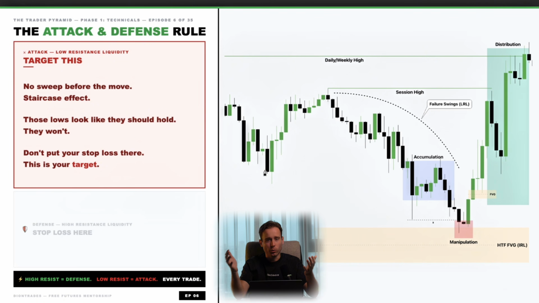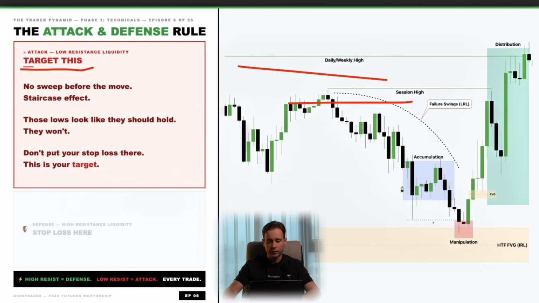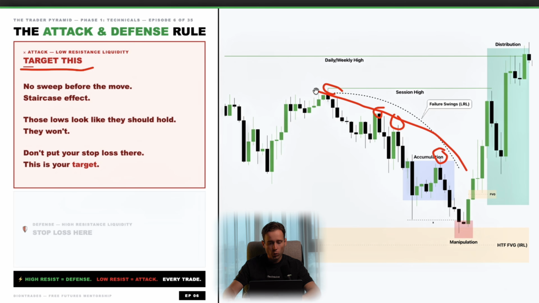And the name says it already. Low resistance liquidity is something we need to target because there's low resistance. Price just goes there. And this is building on top of our previous example. We have the daily weekly high, we have the session high, and we have the AMD. But in that same schematic, we have failure swings. Those are highs that do not take out any other highs. Failure swings are low resistance liquidity.